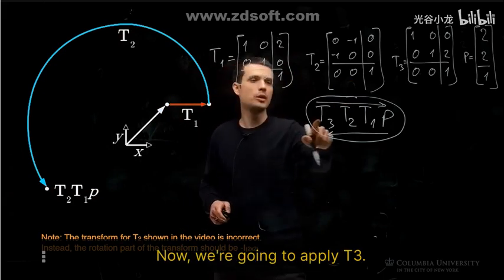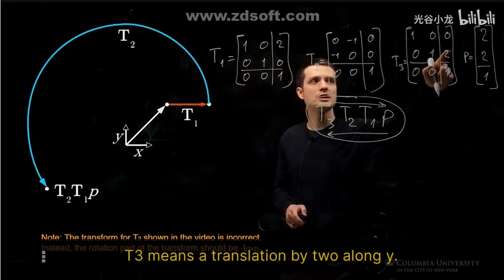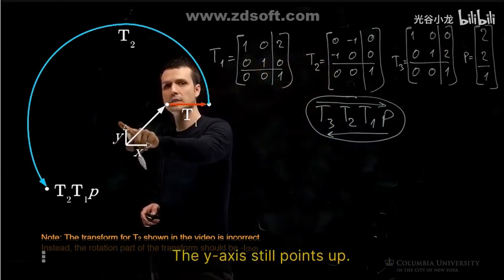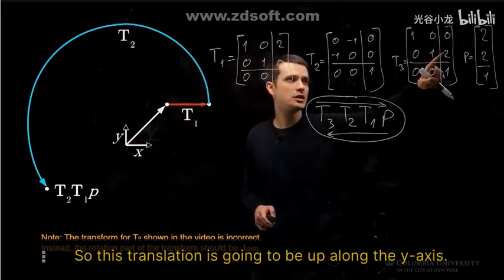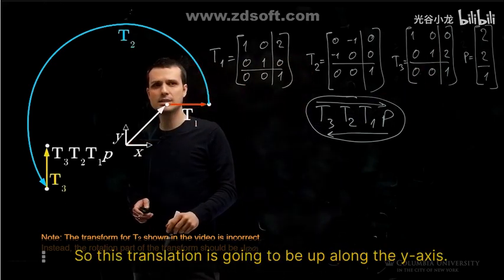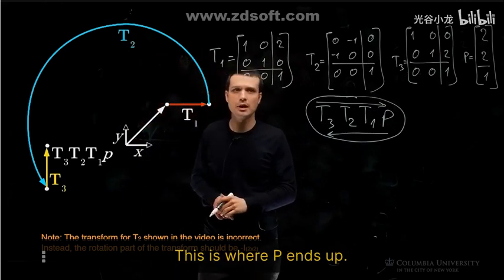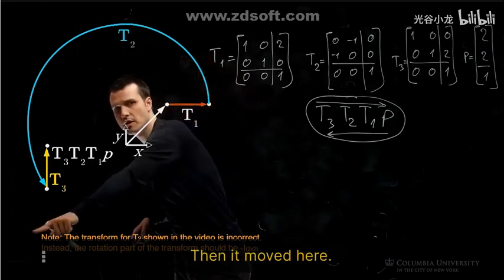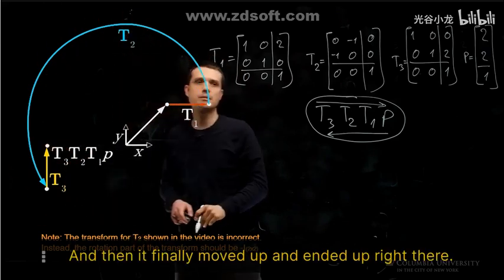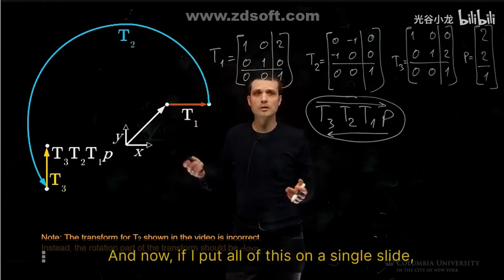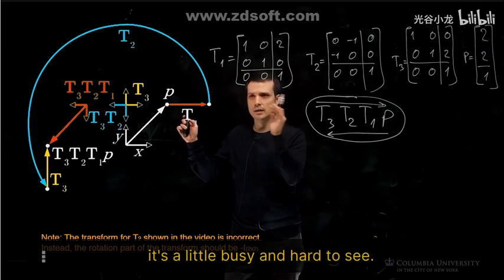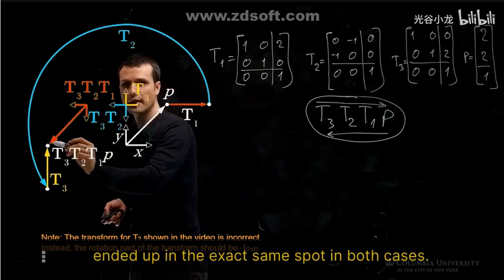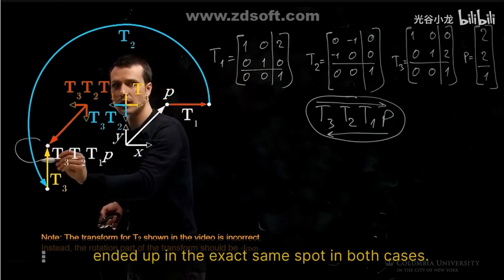Now we're going to apply T3. T3 means a translation by 2 along Y. Again, our vantage point hasn't changed. The Y-axis still points up, so this translation is going to be up along the Y-axis. This is where P ends up, right? So P has started off right here. It moved here, then it moved here, and then it finally moved up and ended up right there. And now, if I put all of this on a single slide, it's a little busy and hard to see, but you can obviously see that we've ended up at the exact same spot in both cases.